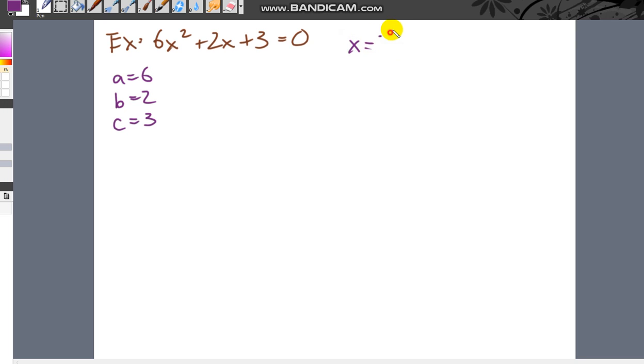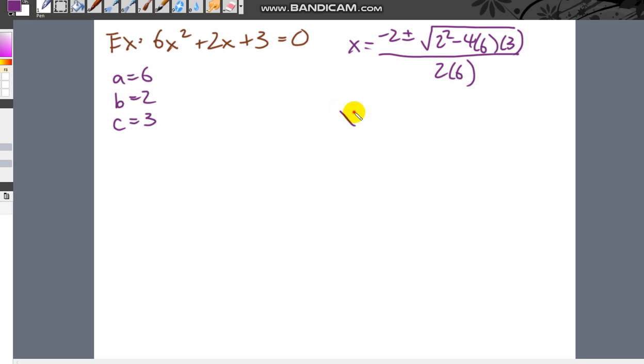So our example is something like 6x squared plus 2x plus 3 equals 0. Okay, same idea. We need to identify A, B, and C. A is 6, B is 2, C is 3. Now we're going to apply a lovely quadratic formula. x is equal to negative B plus or minus the square root of B squared minus 4AC all over 2A.